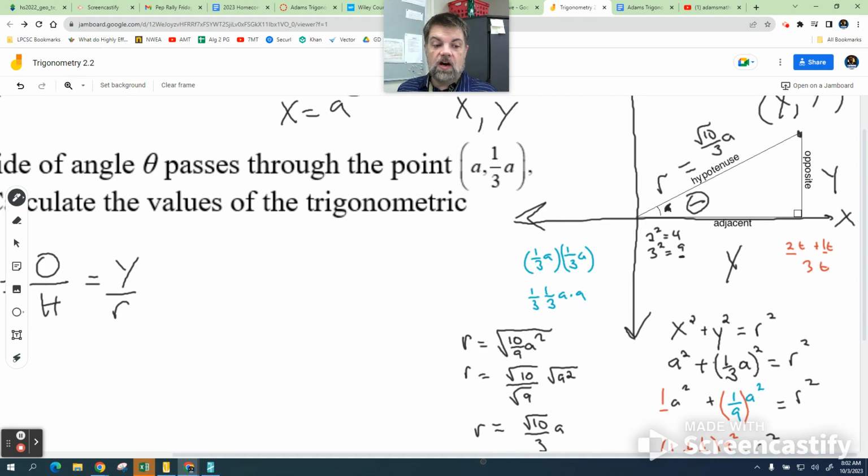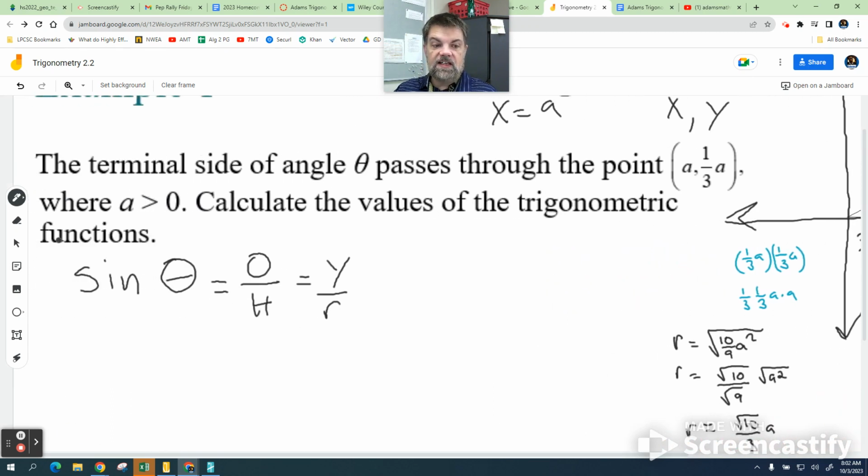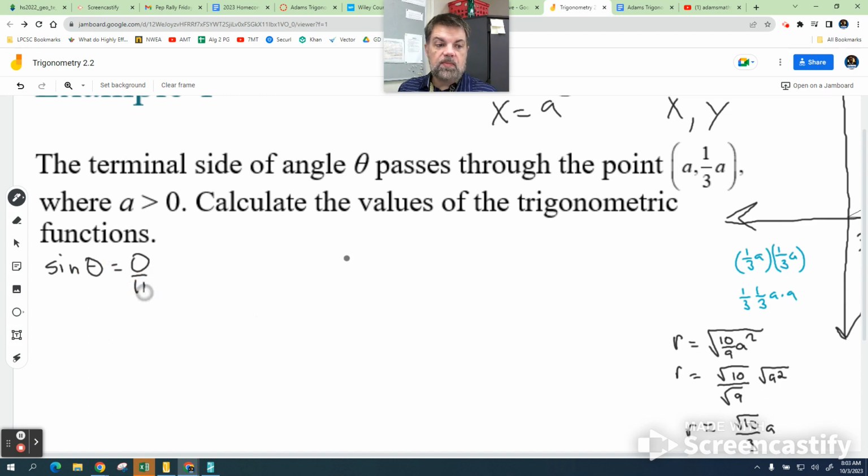Well, now that we have r, I simply plug in. So we said that sine, right? We said that sine of theta, and I'm going to make this a little smaller because we're going to need the room. We know that sine of theta is equal to the opposite over the hypotenuse, right? Because we have SOH CAH TOA. I don't know why I put a lowercase. That's going to mess with somebody's head if I don't fix that.